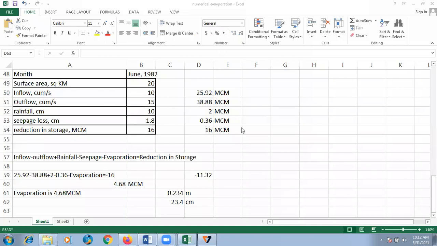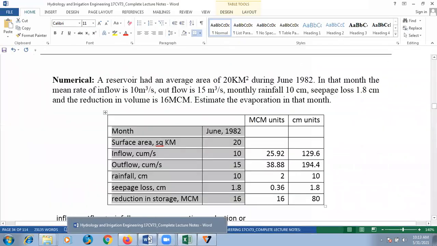See, unless you respond, I cannot move ahead. Say either 4.68 MCM or 23.4 centimeter. Either way, the answer is same. At least you type in chat box whether you are following or not. I will get some feedback. Nobody is responding. Okay, some of them have said. So then we will move ahead to the next example.